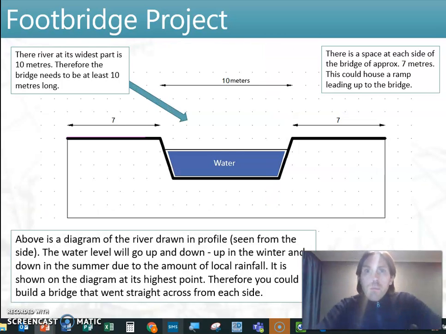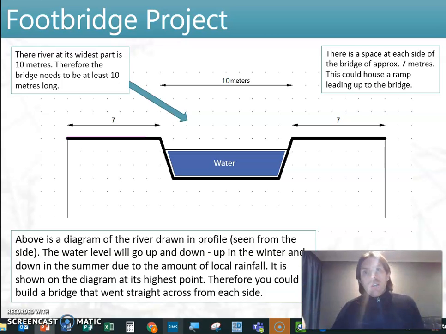First of all, here's a view from the side of the water. The waterway is about 10 meters. If you've ever been to a swimming pool, most swimming pools are about 10 meters wide. So that's the kind of expanse of water that you're going to cross. It's not a massive, gigantic bridge. It's a footbridge.